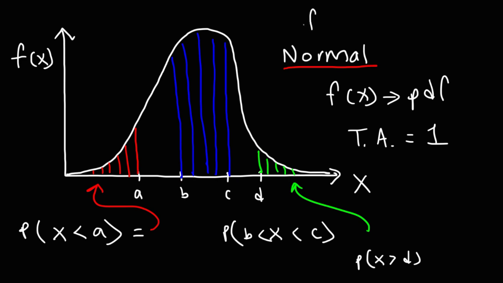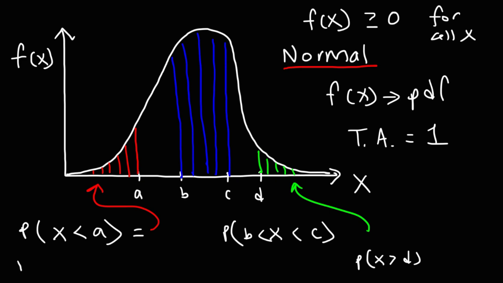And keep in mind that f of x is always positive. It's greater than or equal to 0 for all x. So for a continuous probability distribution, you won't see the curve under the x-axis. It's always above the x-axis.